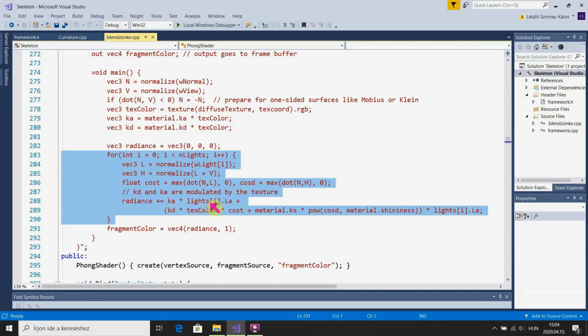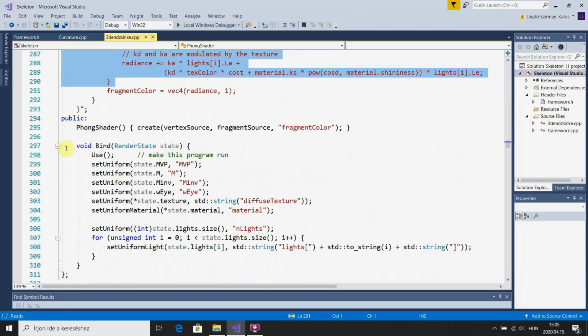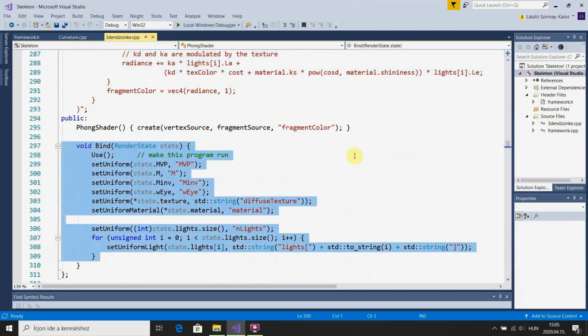This is the ambient light contribution. This is, together with the emission intensity, the Lambert's cosine law, the diffuse light or illumination contribution, and finally this term is the specular term according to the Blinn-Phong formula. And the computed radiance, taking into account all light sources, is written to the output register which goes to the frame buffer. This shader also has a bind function that initializes the uniform parameters of this particular shader based on the content of the render state.